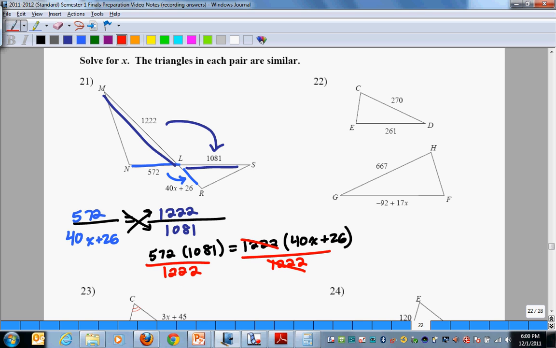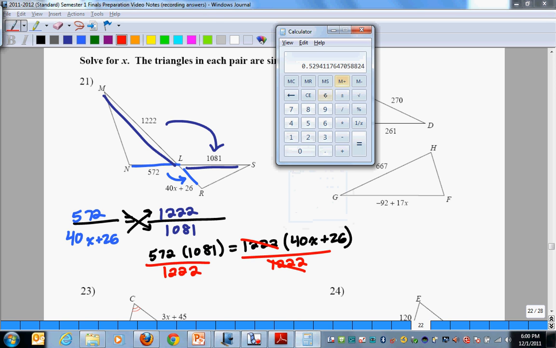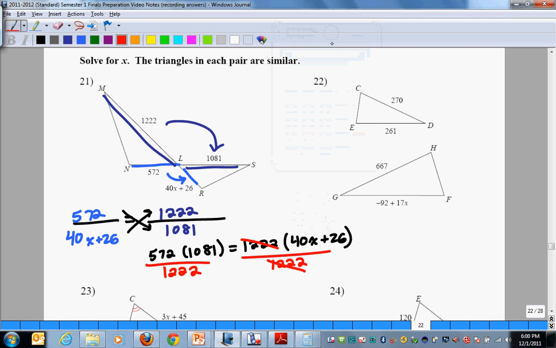At this point, I'm going to pick up a calculator, and we're going to go 572 times 1,081 divided by 1,222, and we get 506. So I have 506 here equals 40x plus 26.